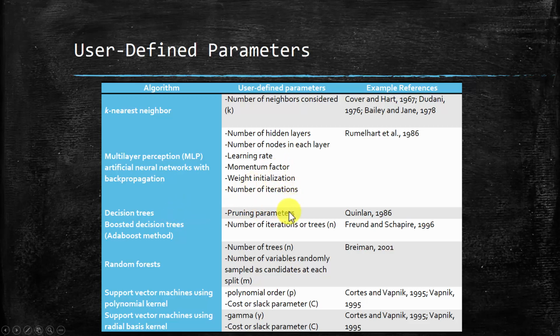Decision trees, you generally have to have the pruning parameter, like the cp parameter with rpart. Boosted decision trees, you need the number of iterations or trees, so the number of trees you're going to use to produce the ensemble. For random forest, you generally have to specify the number of trees in the forest and also the number of variables randomly sampled as candidates at each split, so the number of random predictor variables available. Support vector machines, if you're using a polynomial kernel, will require an order for the polynomial and also the C or slack parameter. And then if you're using a radial basis function with SVM, you're going to have to specify gamma if you're doing classification, epsilon for regression, and also the cost or slack parameter.